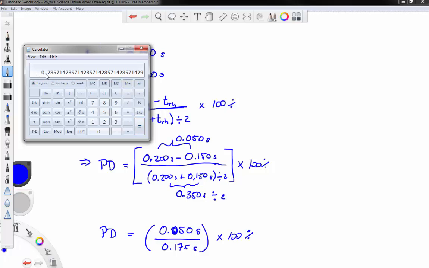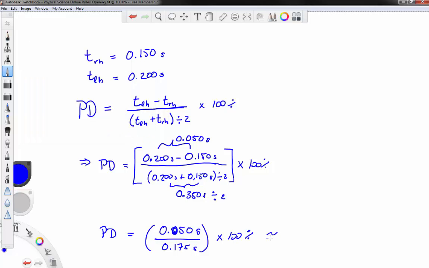So 0.2857 is the answer here, and then we need to multiply by 100%. So I go times 100. The answer is 28.57. So this is 28.6%.